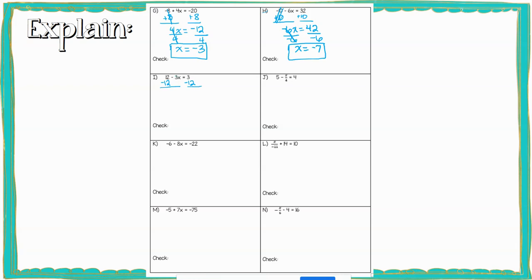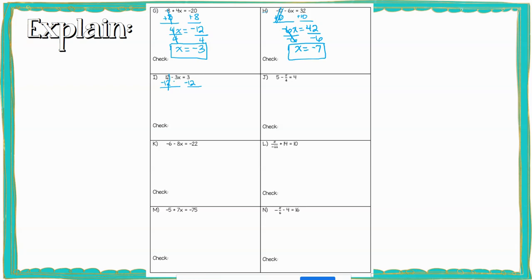A common mistake here is that you see this minus sign, so you want to add 12. But if I did 12 plus 12 here, I would get 24. Well, I'm not trying to get 24. I'm trying to get rid of the 12. So when I do 12 minus 12, I'm left with 0, so they cancel each other out.